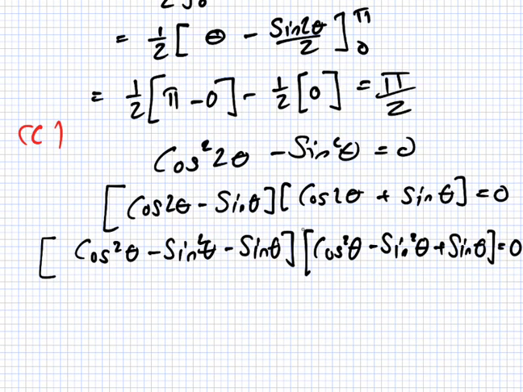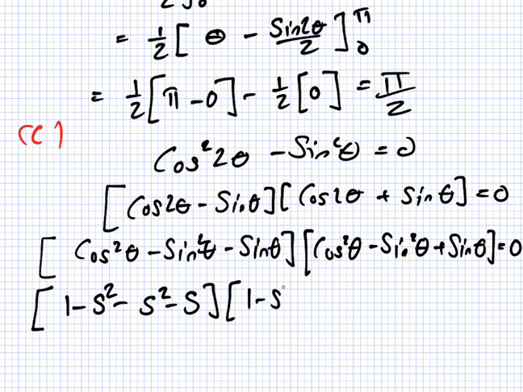They both have 2, so just delete it. I'll change cos squared into sine squared, so this will be 1 minus sine squared minus sine squared minus sine, and this one here will be 1 minus sine squared minus sine squared plus sine.